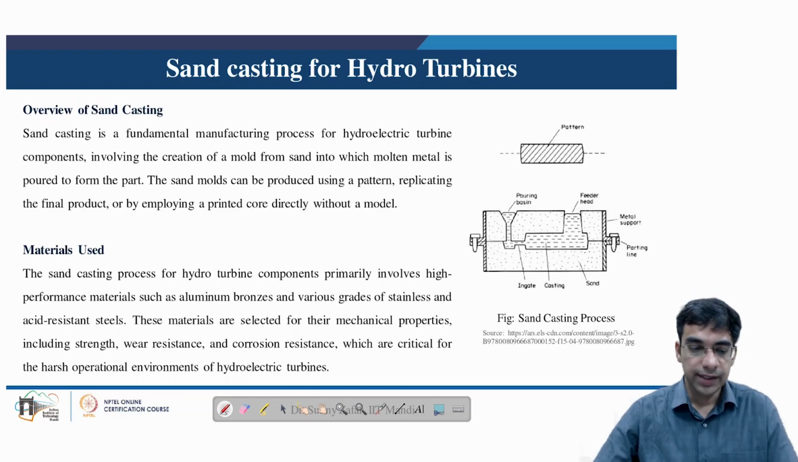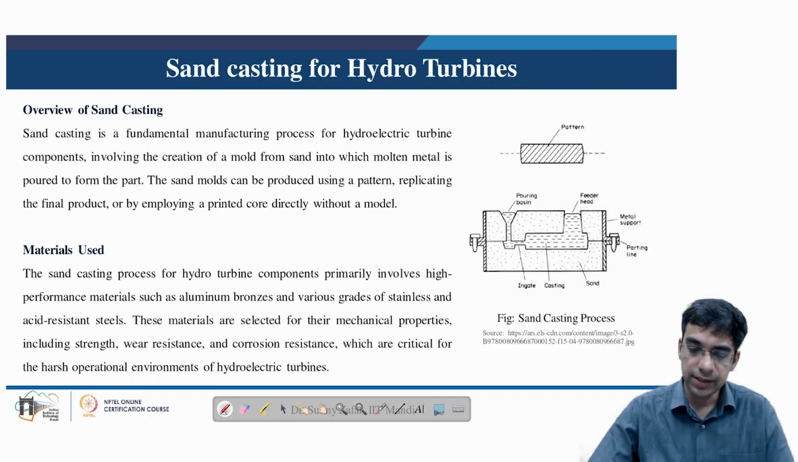Materials which are used in sand casting for hydroturbines primarily involve high performance materials such as aluminium, bronze, and various grades of stainless and acid resistant steels. These materials are selected for their mechanical properties, which include strength, wear, and corrosion resistance, and are critical for the harsh environments of hydroelectric turbines.